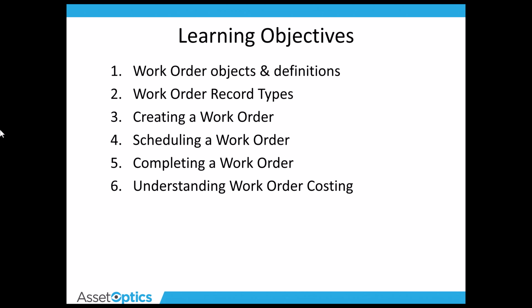On your screen you'll see the learning objectives for today's lesson. We'll start out by talking about some of the definitions, the overall work order object and the interrelated objects. We'll also have a look at the different record types for work order, as well as how to create a work order, update the statuses, and how the costing is done on the work order.